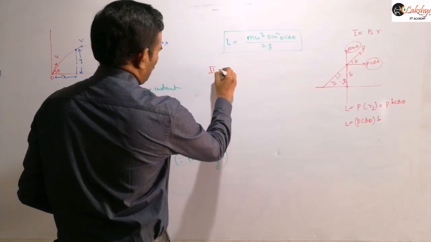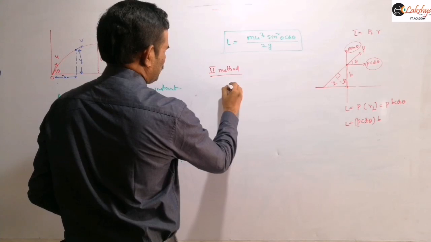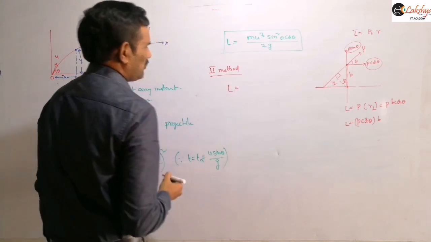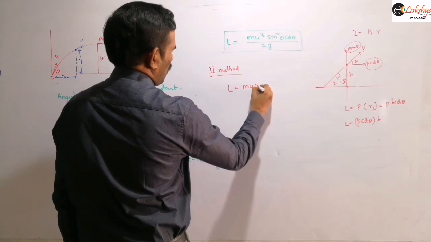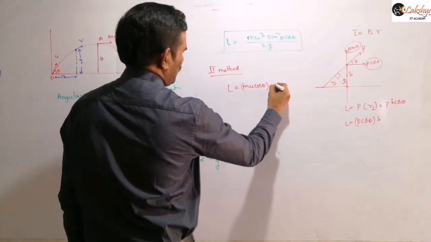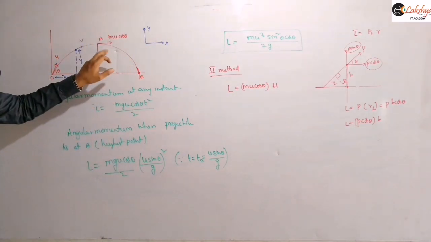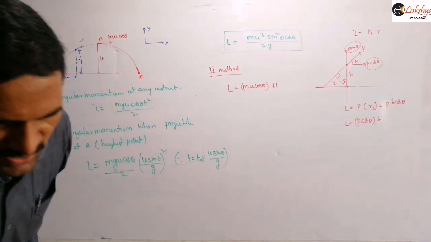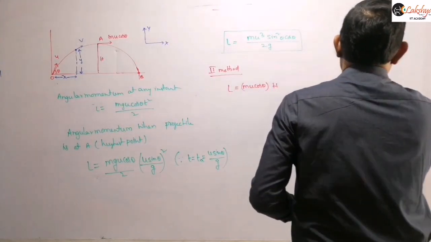So in the second method, what we can write is angular momentum is equal to mu cos theta into perpendicular distance h. Observe this. For this, I will draw the diagram here, because according to that we are calculating this.